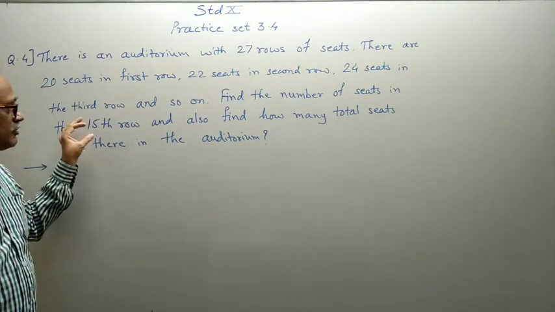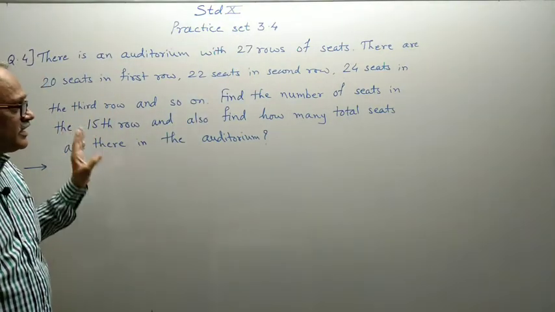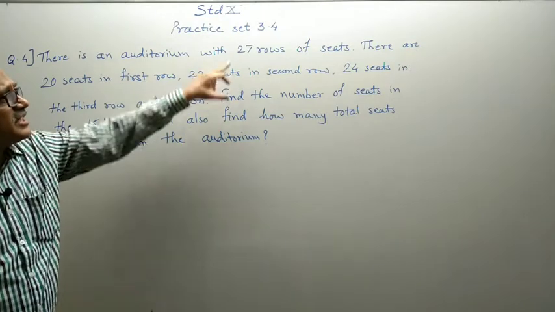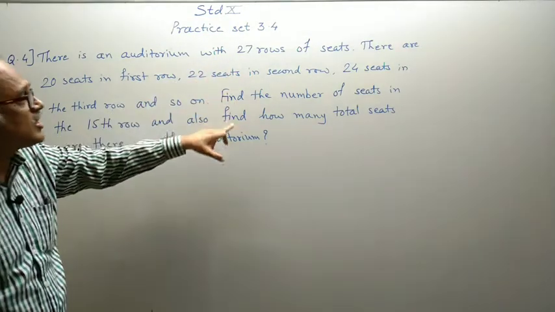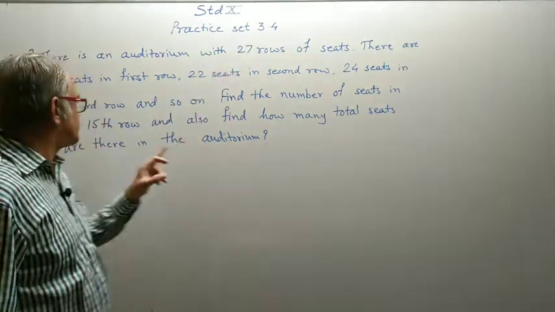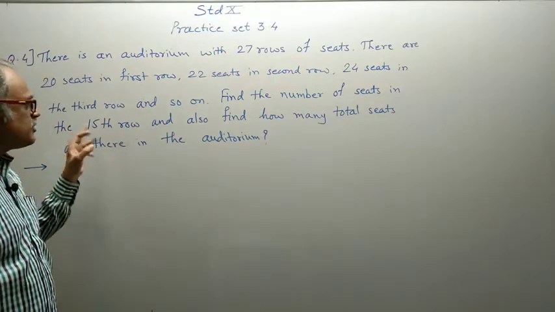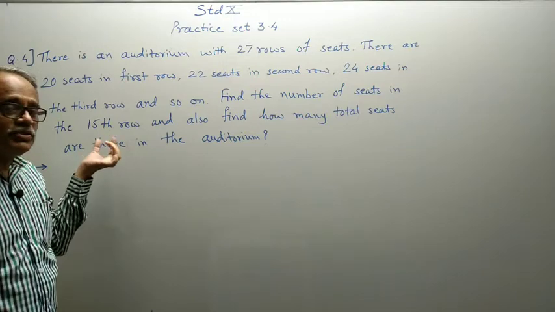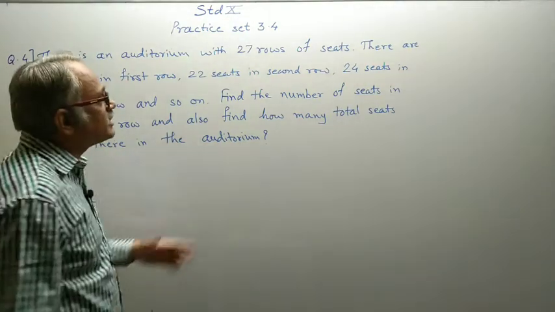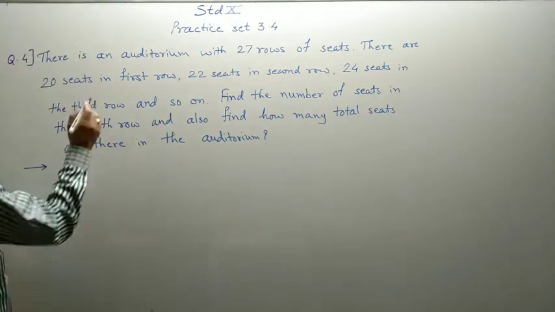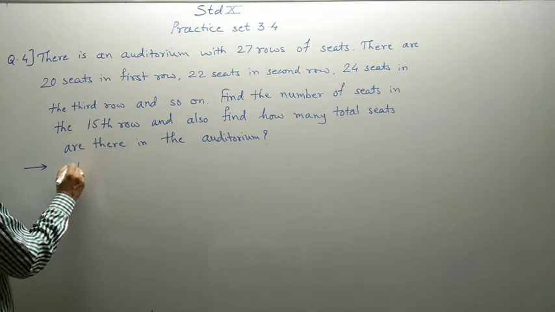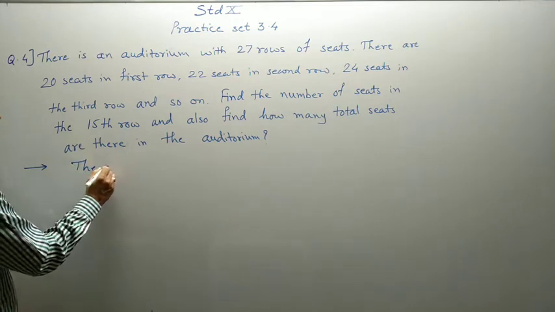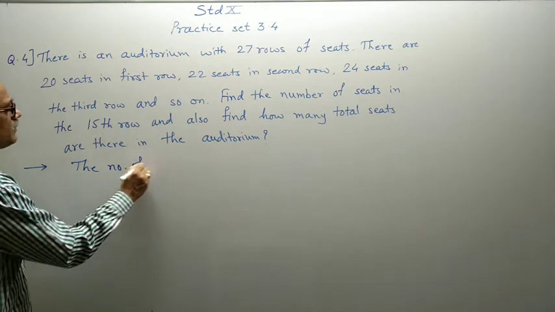So once we have to use N as 15 to find Tn and to find S27. S27 means total seats in 27 rows. And in the 15th row means we have to find T15. So it is one of the lengthy sum. We have to use Tn also, we have to use Sn also. First we will write the number of seats in different rows.